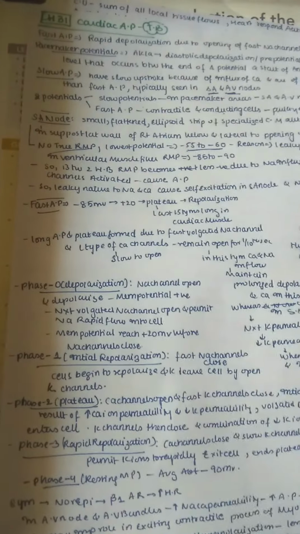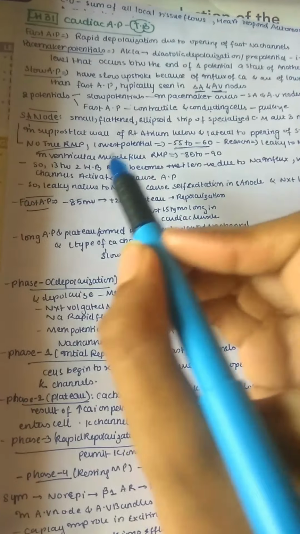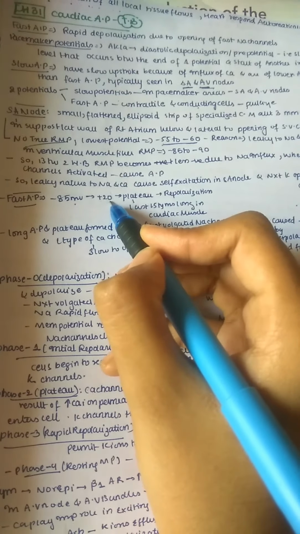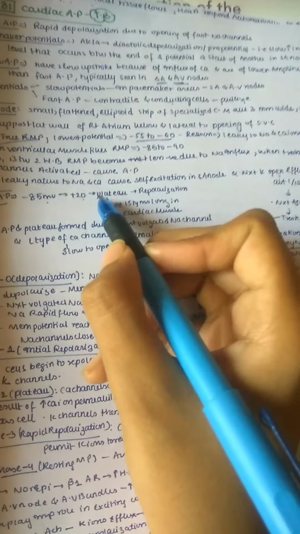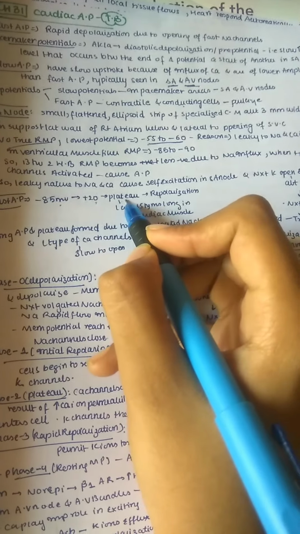So okay, we are done with that. Now let us see the fast action potential. In the fast action potential, first the RMP is about -85, it comes to +20 because of positive ion influx, and later it forms a plateau. You can understand +20 means it has come to threshold. Next it is forming a plateau.